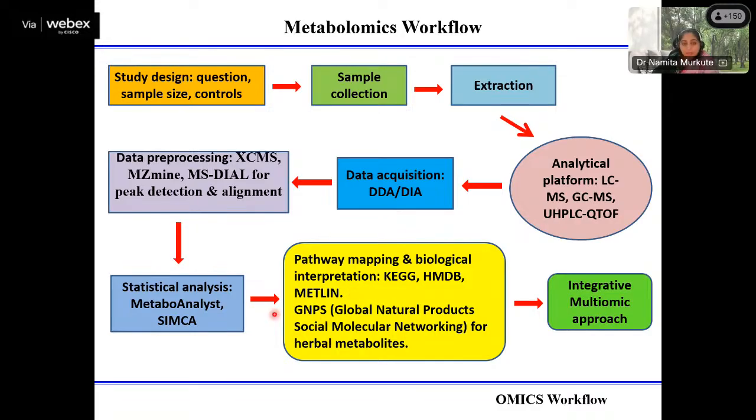Then another thing you can do here is identify with GNPS, Global Natural Products Social molecular networking. So here you are identifying the chemicals, and this is the database for that. It is mainly for looking at the chemicals, the active ingredients present in your herbal formulations, which are also called herbal metabolites.